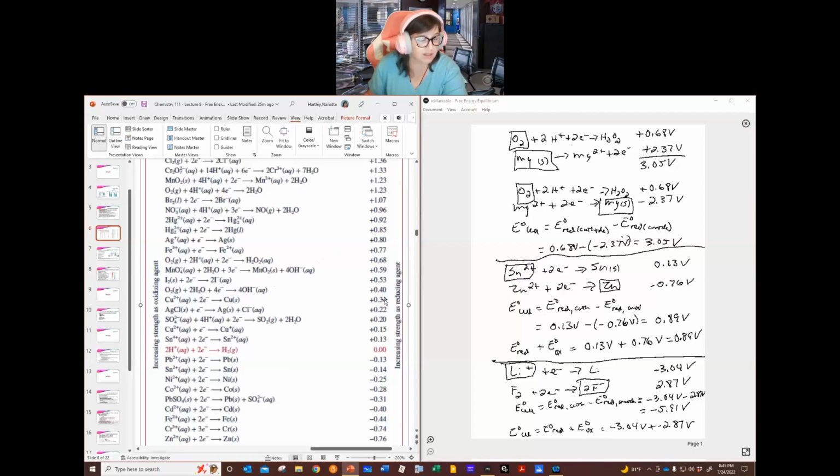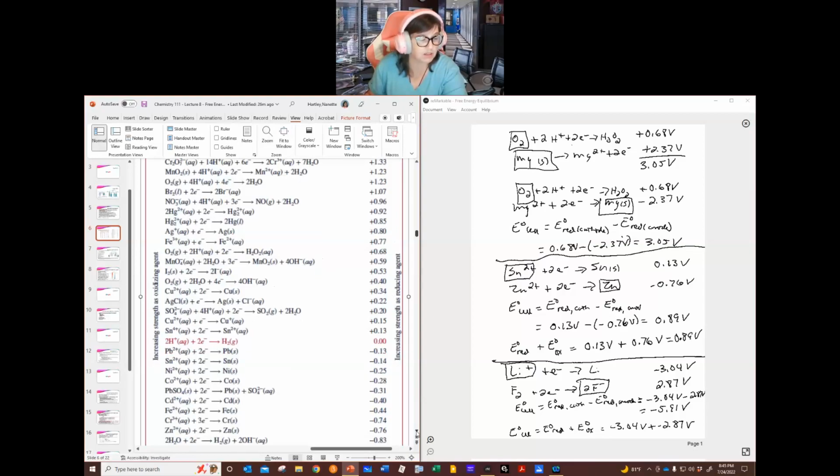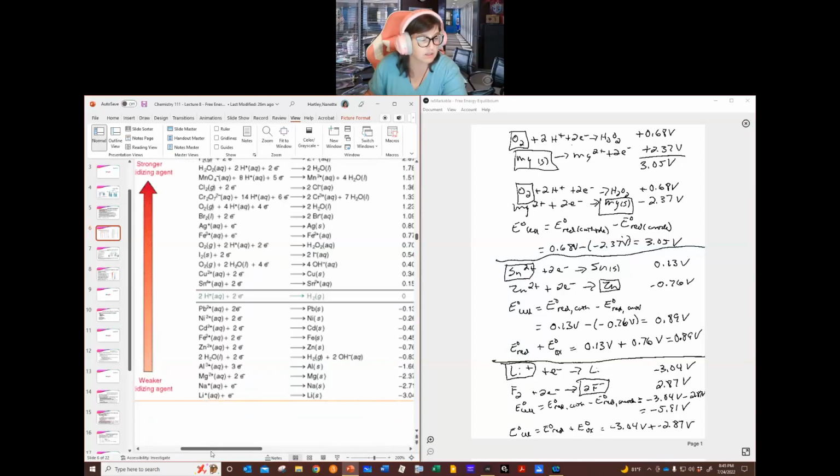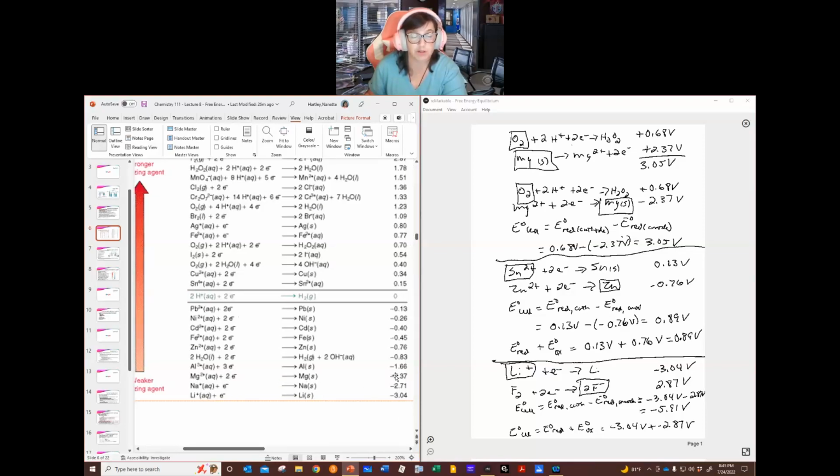So let's see if we can find that Mg2 plus, and that should be down here a little bit. And it's actually not in that particular table. It's in this one. Mg2 plus 2 electrons goes to Mg, and that's listed as negative 2.37 volts. Now, notice when I wrote it the first time, I wrote it as an oxidation. So I wrote the reverse reaction, Mg solid going to Mg2 plus 2 electrons. And I wrote it as a positive 2.37 volts.